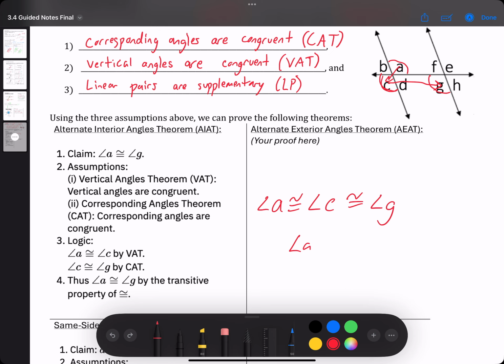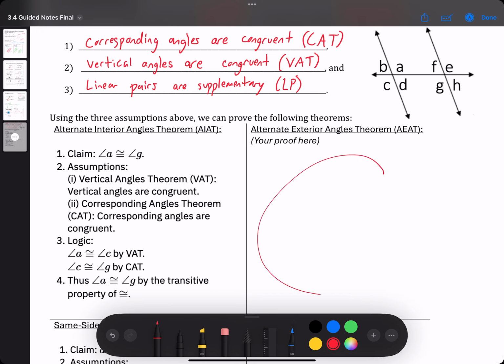All right, and in this version, I'm going to allow you to work with me and try to prove the alternate exterior angles theorem. You can try this by yourself, you can work on it with me, whatever you want to do. Call me over, see what the best course of action is for you. Your proof is going to go here. You're going to have it structured basically like what's over here.